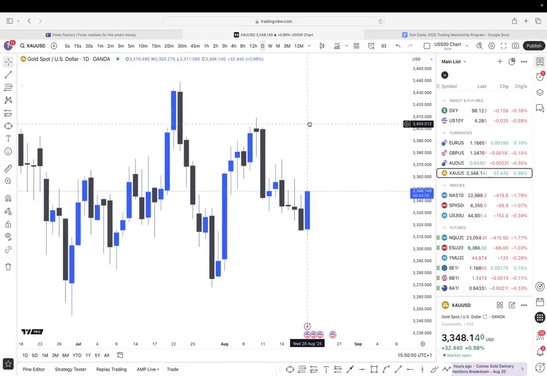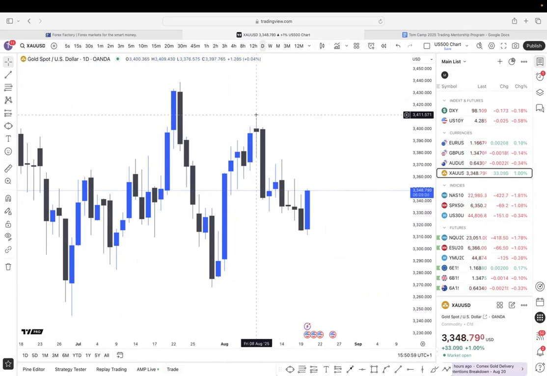Now, I just want to say this here: I don't use this for 15-minute or 5-minute entries. I don't use it as an entry point. I use this to determine my bias. It's literally as simple as that.